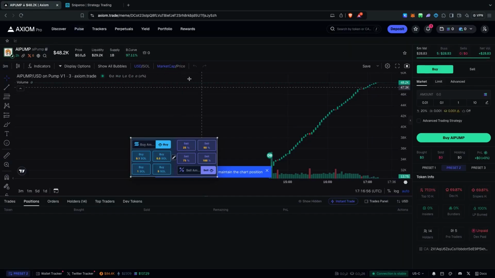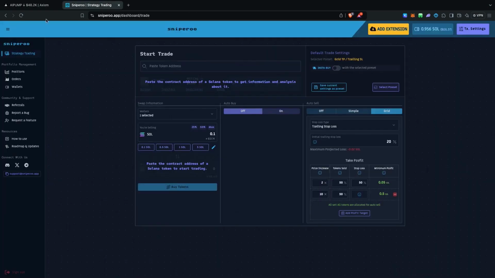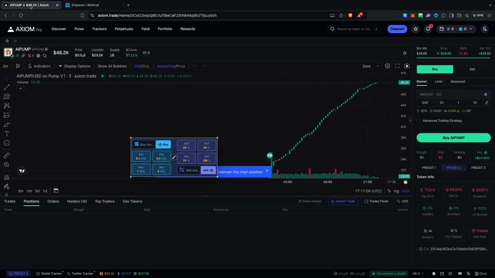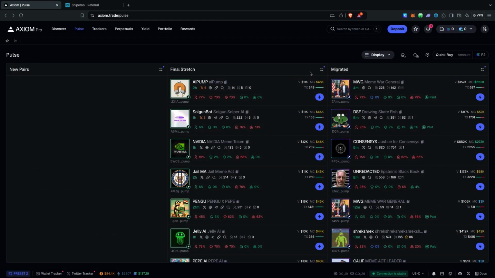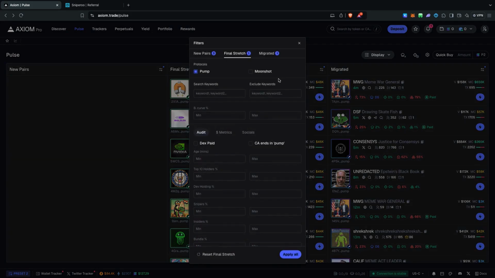Anyway, now that you have set up your Sniperoo and it's incorporated in your Axiom account, all you have to do is go back to your final stretch filters. Now, ladies and gentlemen, this is a part where you have to get your pen and paper, because what I'm going to be breaking down to you is very important.